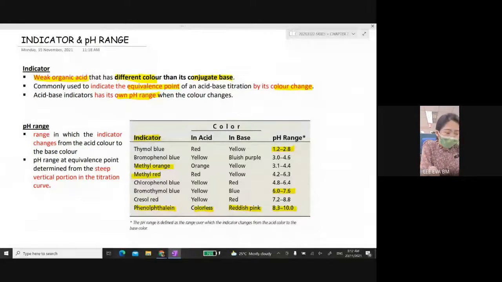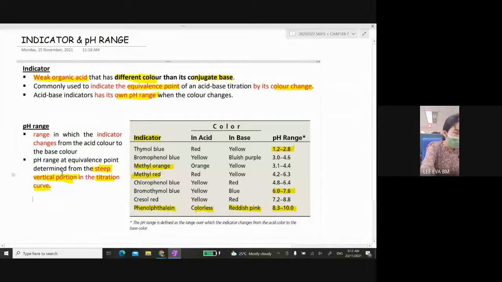Then the next one we want to look at is the pH range. It is the range in which the indicator changes color, as mentioned before. And this pH range at the equivalence point is determined from the steep vertical portion in your titration curve, also mentioned on the previous page.